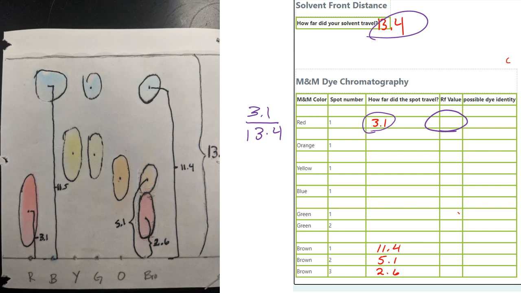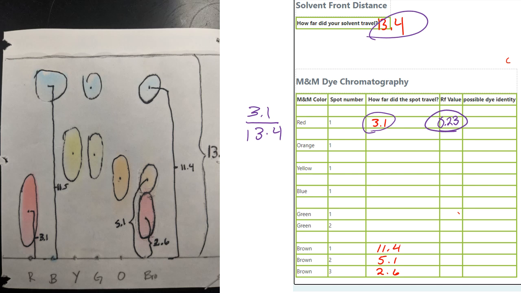And if you do 3.1 divided by 13.4, my calculator says something like 0.23134328. So I'm just going to round that to 0.23. And so I would put 0.23 in that box.